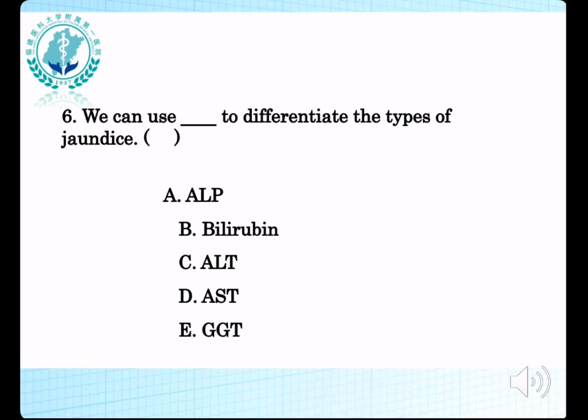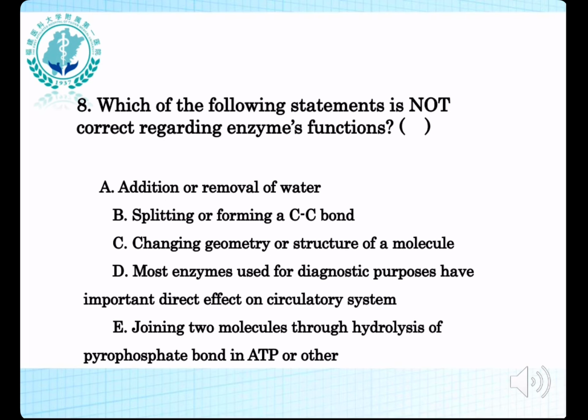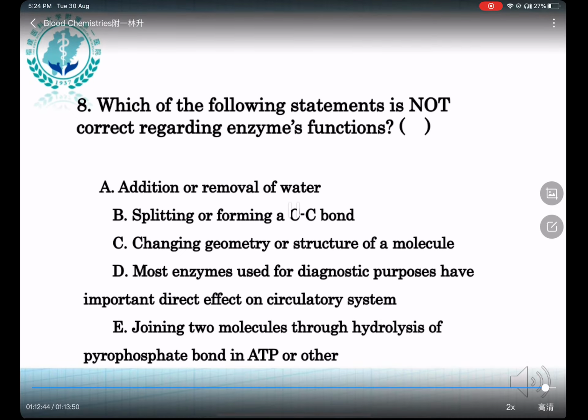The sixth one: we can use which one to differentiate the types of jaundice? Well, choose B, bilirubin. Alright, next one. In diagnosing acute pancreatitis, which enzyme is most useful? Choose C, amylase. The eighth one: which of the following statements is not correct regarding enzyme functions? Which one is not correct? Alright, choose D. The correct answer is: most enzymes used for diagnostic purposes have no direct effect on the circulatory system. Okay.